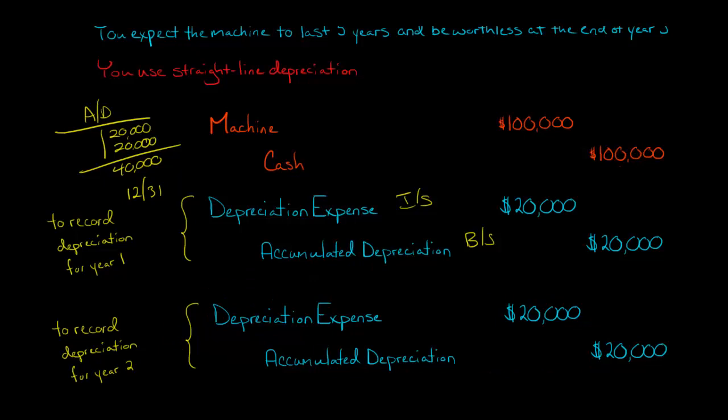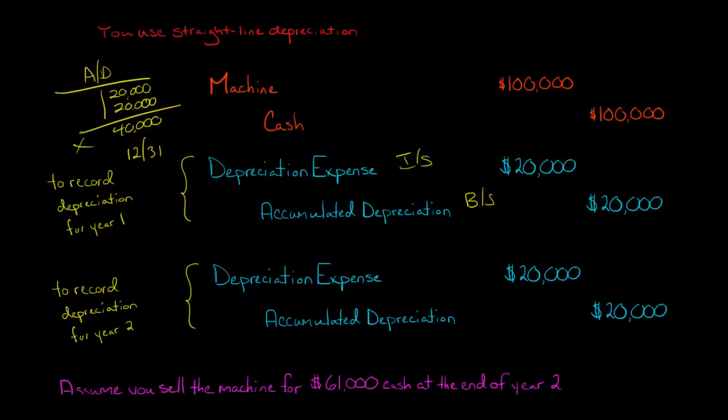So let's say you sell the machine at the end of year 2. You're going to have to make a journal entry to get rid of the accumulated depreciation. You're going to have to debit the accumulated depreciation for $40,000. Why? Because you no longer own the machine. If you sell the machine at the end of year 2, you have to say, hey, look, I had $40,000 of depreciation accumulated for it. Let me debit accumulated depreciation for $40,000. So let's see how that works.